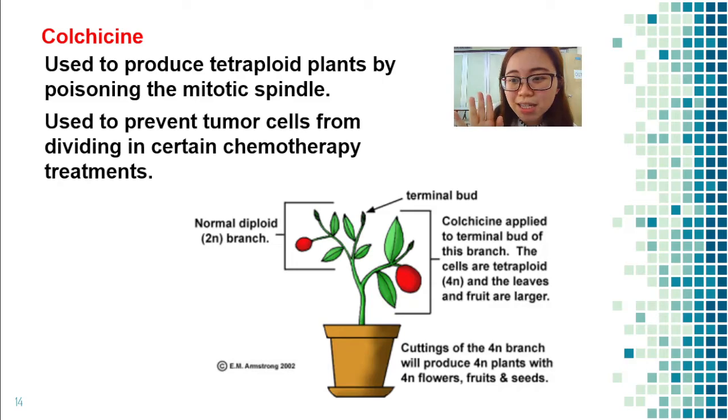Just because it's a mutagen doesn't mean it's completely useless and very dangerous. It can be dangerous, but we can also use it for useful things. So this is an example in agriculture.